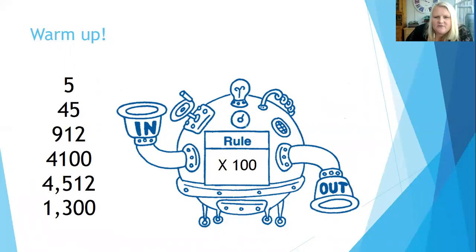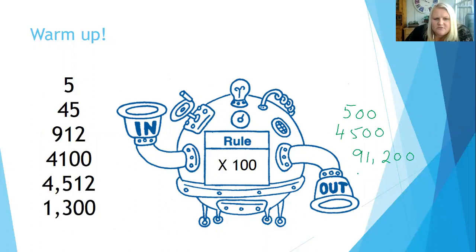Right, what about timesing by 100? What do you get if you times 5 by 100? Absolutely right, you get 500. What about 45? 4,500. 912? I'm getting into some big numbers now. 91,200. You can always write these down. You can always pause if you need to.